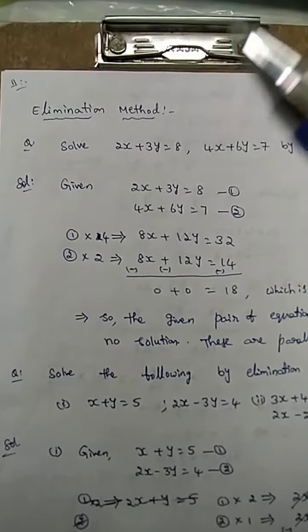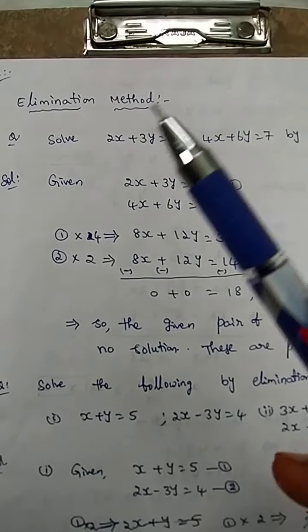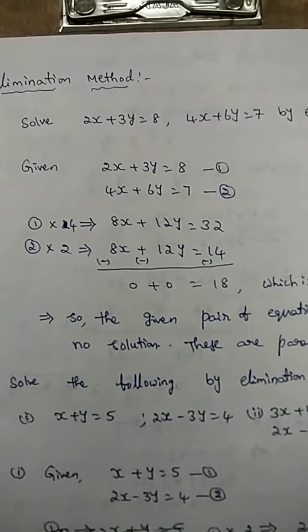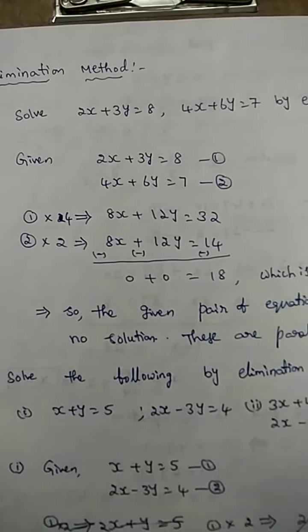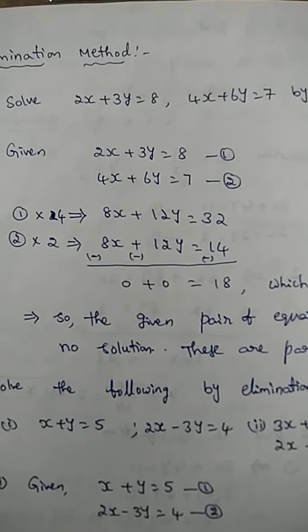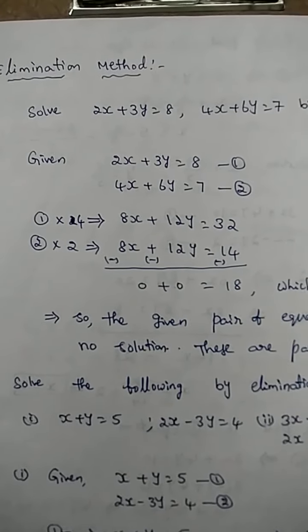Okay, now we'll discuss the elimination method. This is the second method in the algebraic method of solving a pair of linear equations. The substitution method, elimination method, and cross multiplication: by using these three methods, we can solve a pair of linear equations. The first method, the substitution method, is completed.